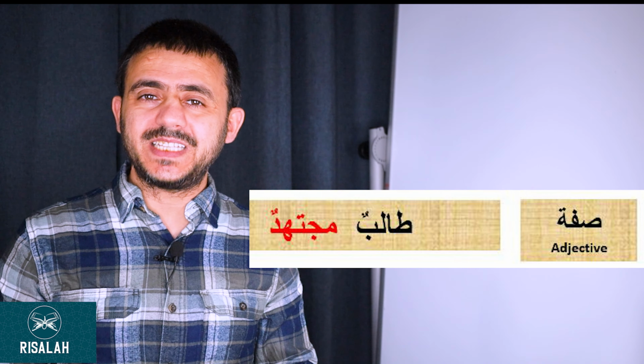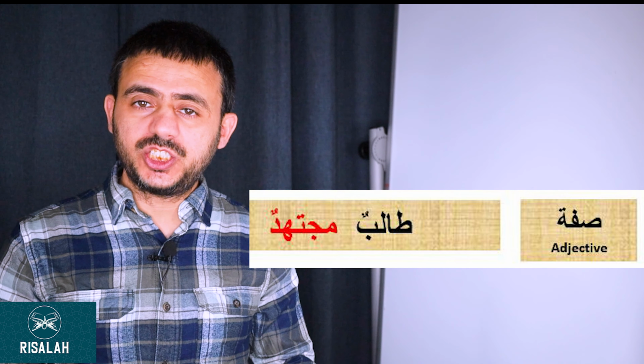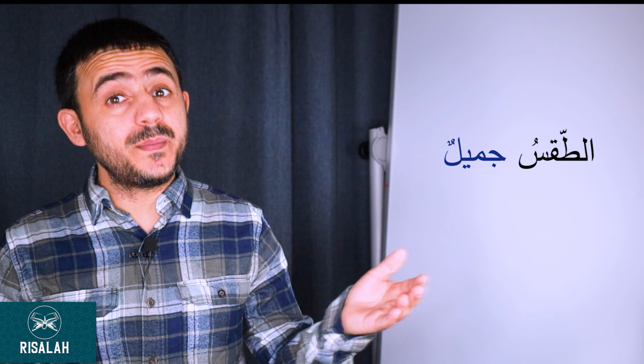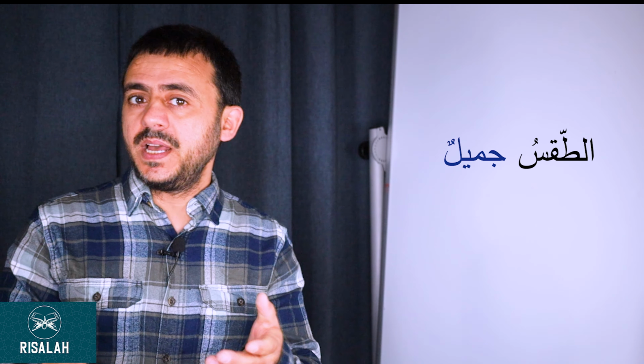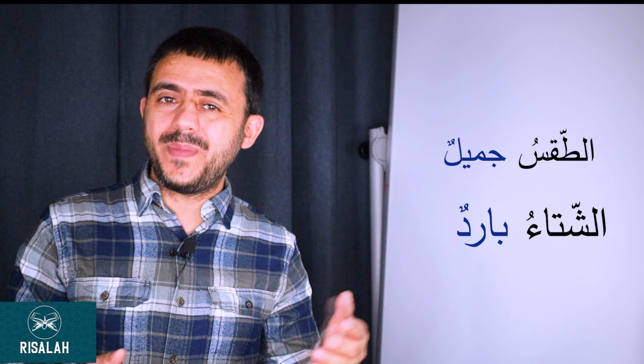Also, another option of the equational sentence khabar predicate is adjectives. For example, at-taqsu jameel. The weather is nice. Another example. Ash-shita'u barid. The winter is cold.